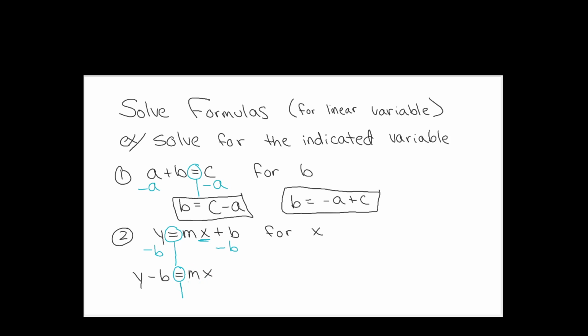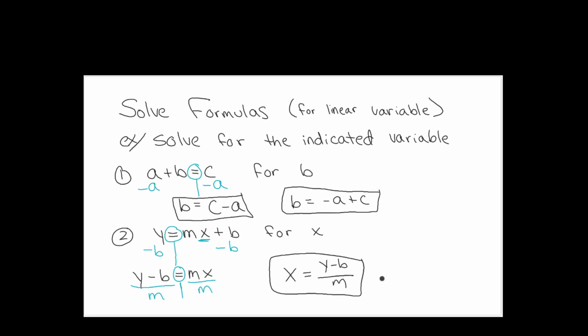Got to get x by itself, so I'm going to divide by m. Because it was multiplication here, so I undo it by dividing. And what I do to one side, I must do to the entire other side. This is where implied parentheses can come into play. The y minus b would be done first, and then you would divide that entire expression, whatever the result, by m. So our final answer is x equals that y minus b, all of that, divided by m.